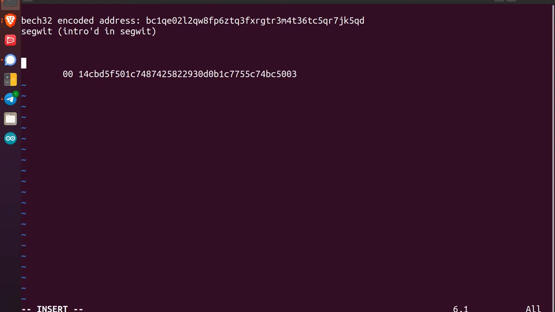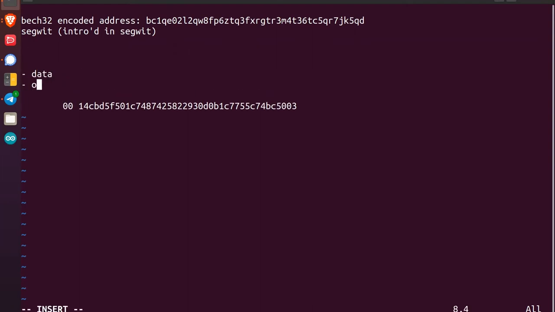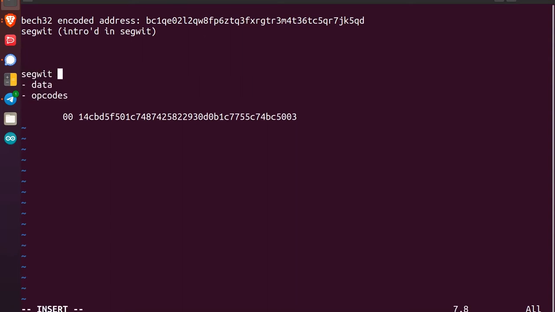Typically in scripts, there are two things: data and opcodes. With SegWit locking codes, script pubkeys only ever have data. There are no opcodes in here. So this first one is just a number, written in hex.